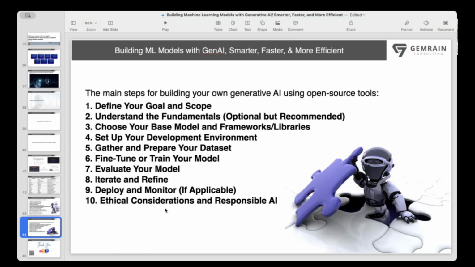Please consider the ethics and responsible AI. Let me share with you a funny story, and this is a real story.